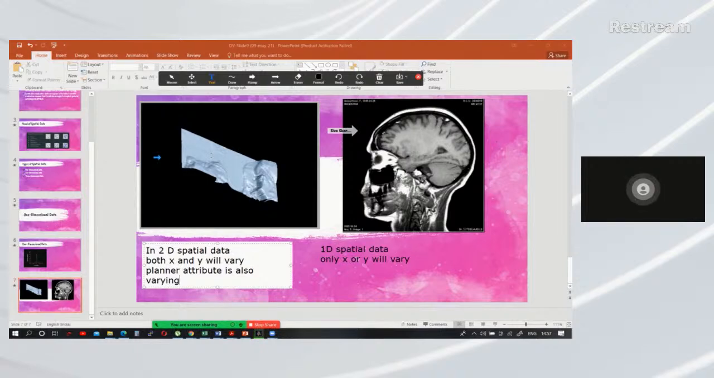the axial view, which represents from toe to head. If you're standing on a paper and the paper moves from your toe to head, then it is an axial representation. Whereas in sagittal, it will come from left to right. So this is the planar varying in a medical representation.